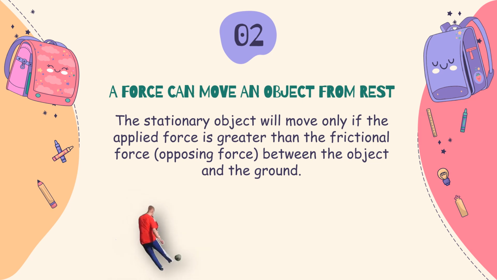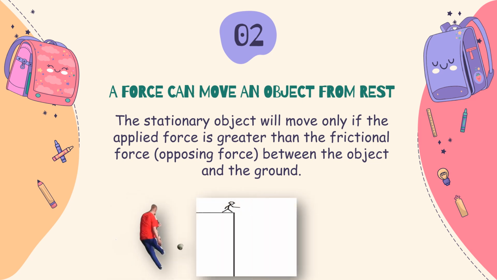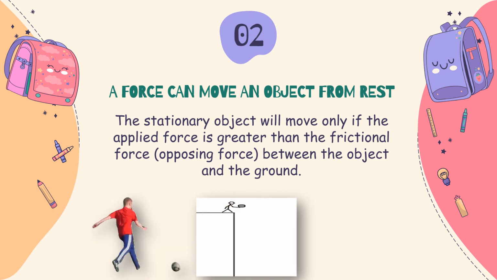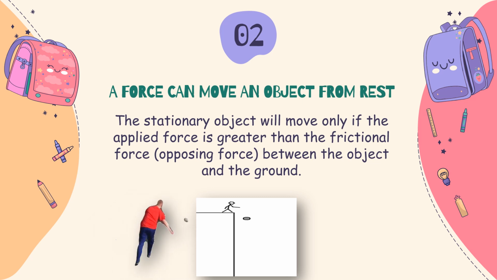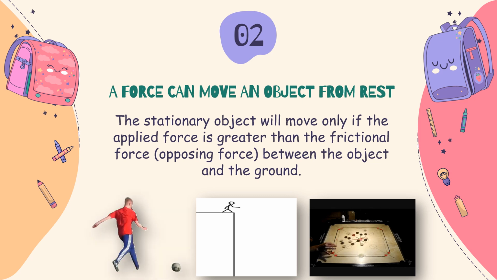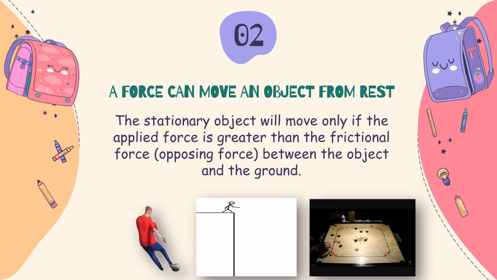Look at the examples. If we kick a stationary football kept on the ground, then the football starts moving. If you drop an object, the force of gravity causes it to move. Carrom board coins at rest are moved when a player strikes them.